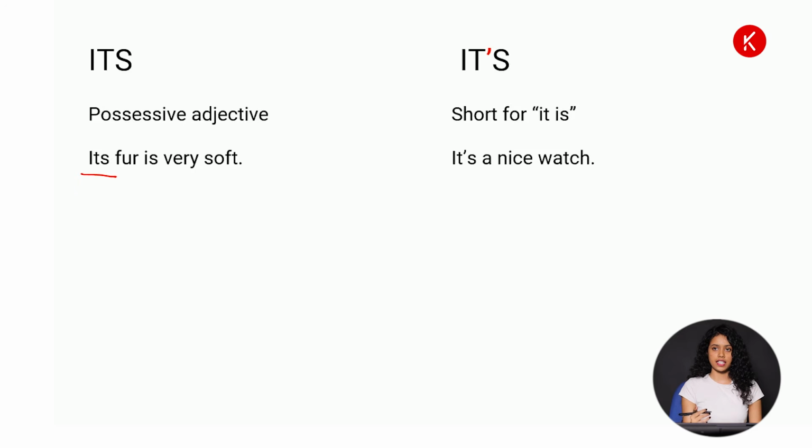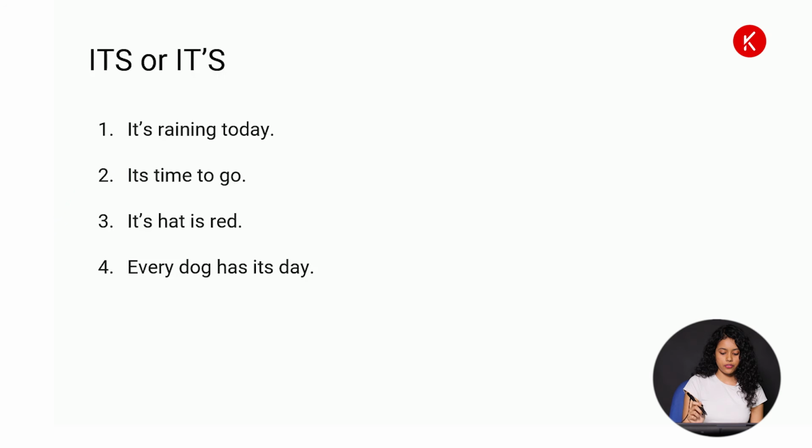It apostrophe s. Now this is short for it is. It is a nice watch. You can say it's a nice watch. Now I hope this clears your confusion. So its is a possessive adjective and it apostrophe s is short for it is. Now I'm going to give you a few sentences and I want you to tell me if I've used the right form of it's. Let's begin.